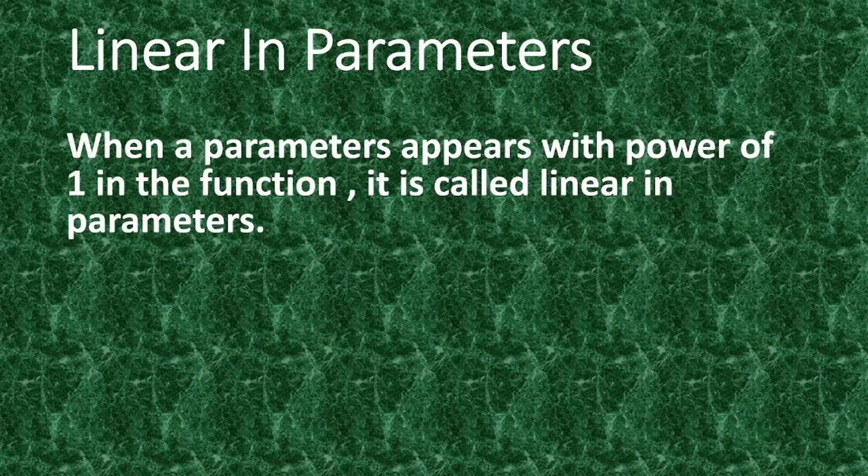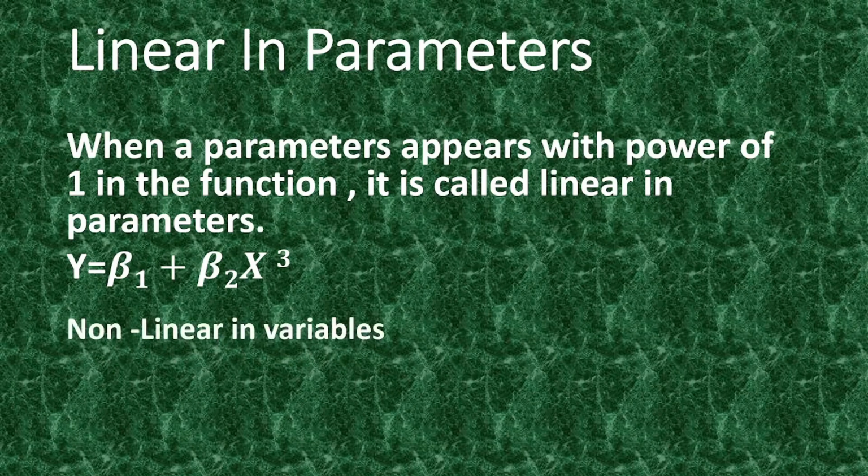Linear in parameters. When the parameters appear with power of 1 in the function, it is called linear in parameters. In this regression model, beta 1, beta 2 parameters appear with power 1. But variables appear with power more than 1. So it is called non-linear in variables and linear in parameters.